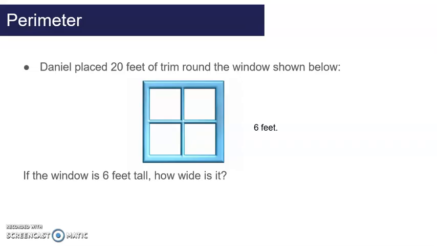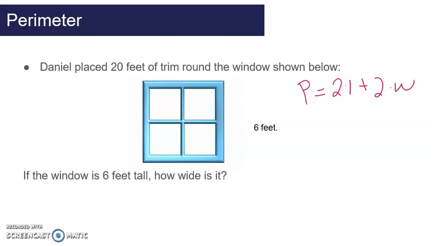It says Daniel placed 20 feet of trim around the window shown below. If the window is 6 feet tall, how wide is it? So we know we're looking for the width of this window. Now the shape of the window is a rectangle, so you know that you're going to use the formula for perimeter of a rectangle. So perimeter is the distance around. So you're going to take your length and width and multiply that by 2. So you got 2 times your length plus 2 times your width.